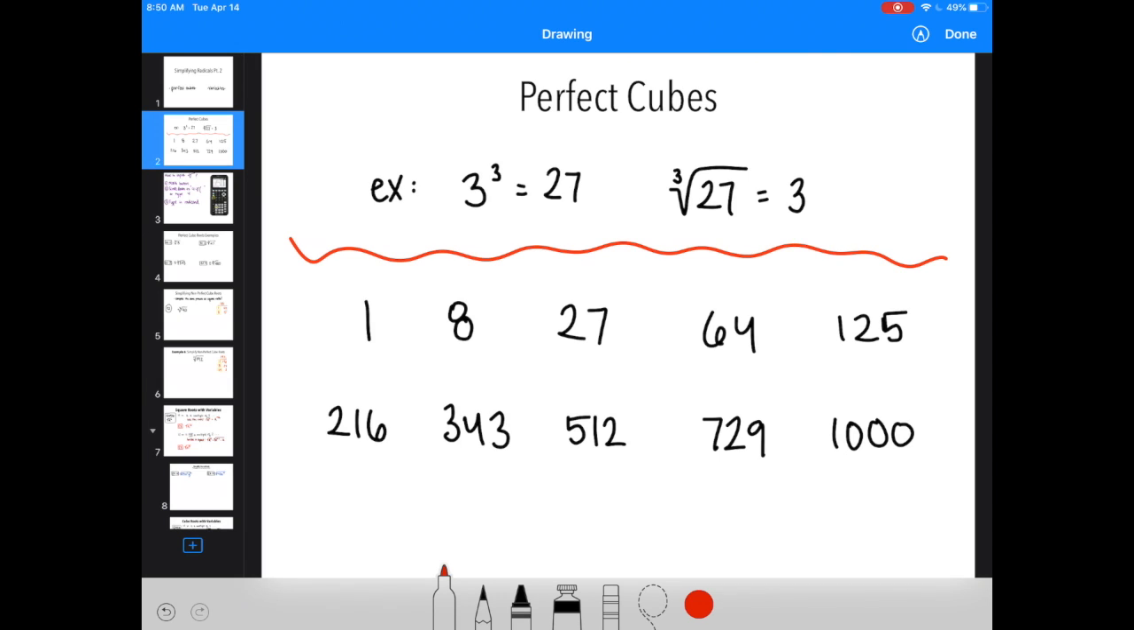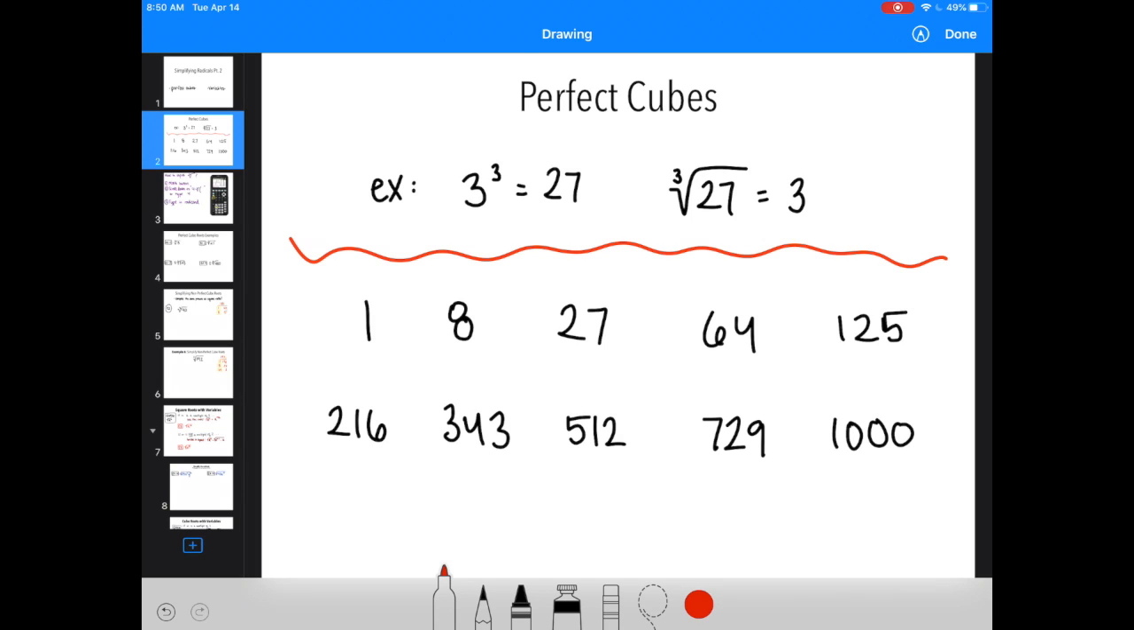Perfect cubes. It's very, very similar to square roots, except we're now to the third power. So for example, if I take 3 and raise it to the third power, I would get 27. If I took the cube root of 27, that would bring me back to 3. So it's the same forward and backward motion as squaring and taking the square root.